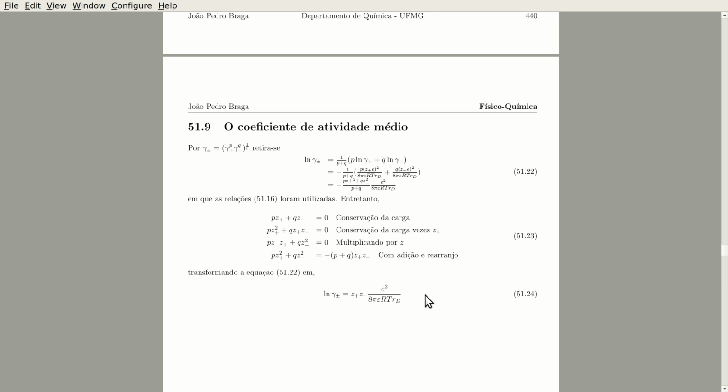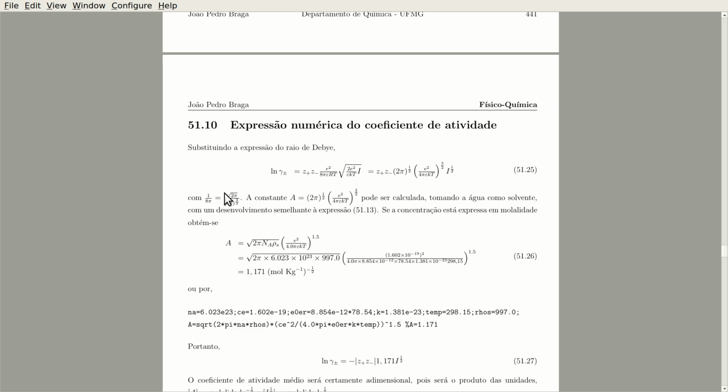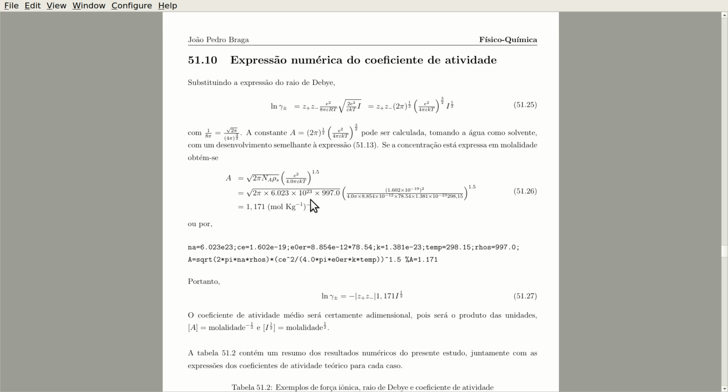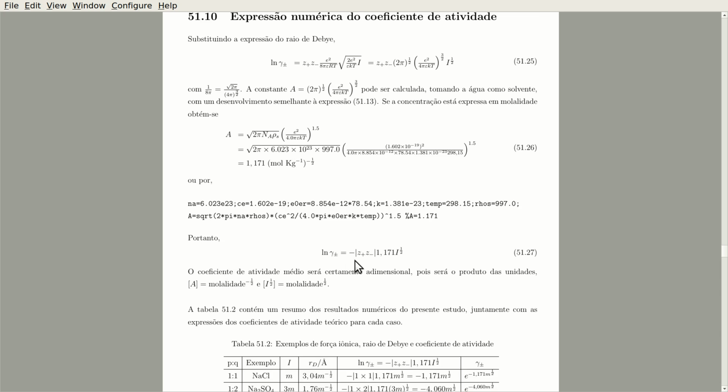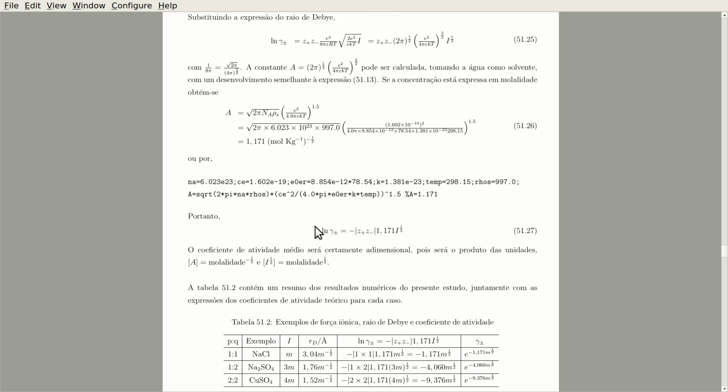The next step now is to put some numbers on equation 24. To get the final expression for gamma, the mean activity coefficient, you have to put some numbers here. This theoretical expression can be easily modified to that. And if you put the numbers, you get 1.171. Or you can use the Octave code, which is the same. You get the same result, of course.